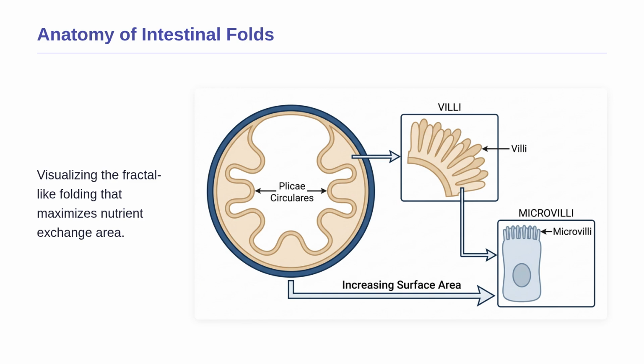As we follow the magnification arrows to the first call-out box, you can see the villi, which are the finger-like projections covering those folds. Following the next magnification arrow, we zoom in on a single cell to reveal the microvilli. This diagram perfectly illustrates the fractal nature of the gut lining. Every level of magnification reveals more folding, which is exactly how the animal achieves that massive 600-fold increase in surface area we just calculated.